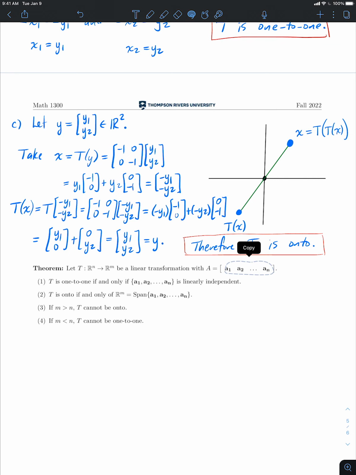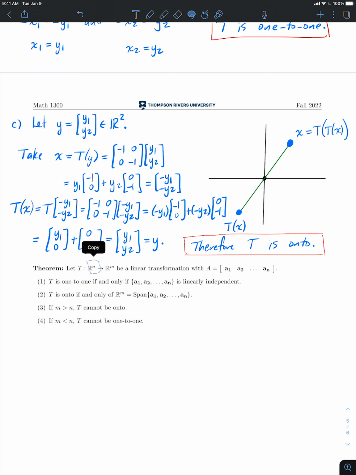Okay, and then 3 and 4 are just some little checks that you can do to save yourself some time when you're in this situation. The third statement here is: if m is greater than n. In other words, m is the dimension of your codomain and n is the dimension of your domain, right? So if your codomain is a higher dimensional space than your domain, then right away you know your transformation is not going to be onto. It is impossible to have a linear transformation from R2 to R3, for example, that is onto. It just will not happen.